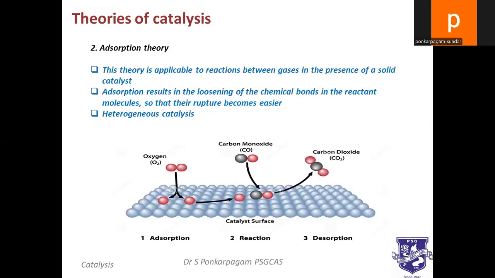And the other one is adsorption theory. Adsorption theory is mostly used in reactions between gases and a solid catalyst. It's a heterogeneous catalysis. Here the figure shows a catalyst surface shown in blue color. The reaction takes place on the surface of the catalyst. The first step is adsorption. Here the oxygen is adsorbed on the catalyst surface. Then it reacts to form carbon monoxide, then desorption. Desorption is the leaving of the surface of the catalyst, which then gives the products. These are the two types of theory in catalysis.